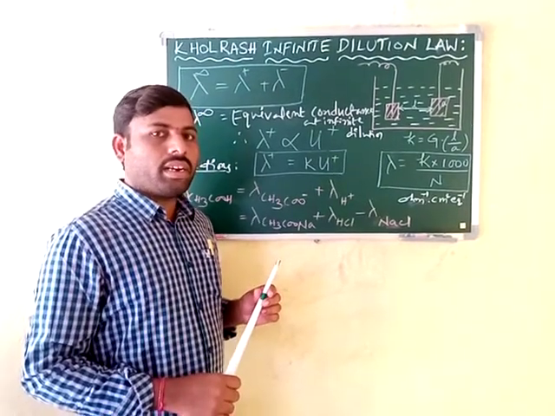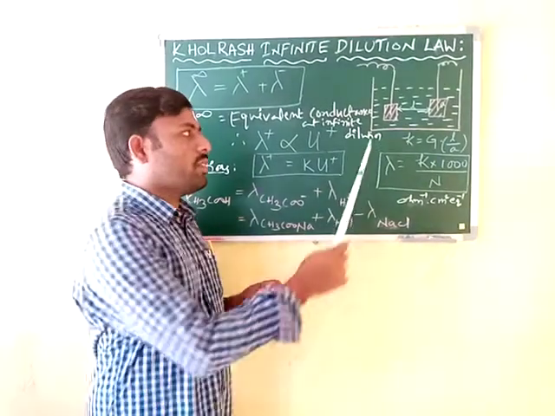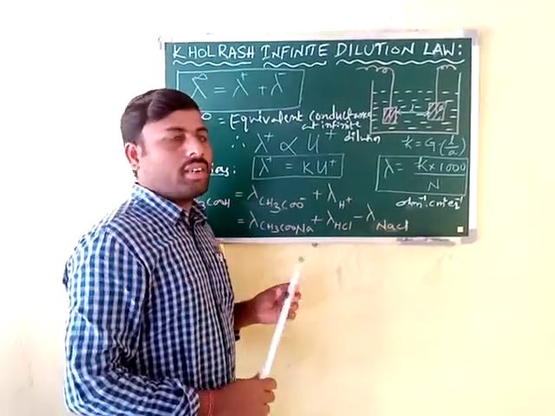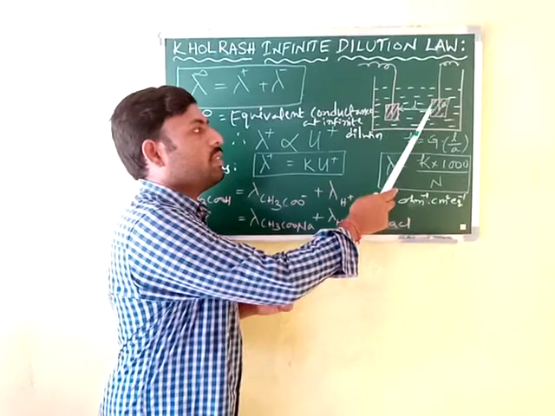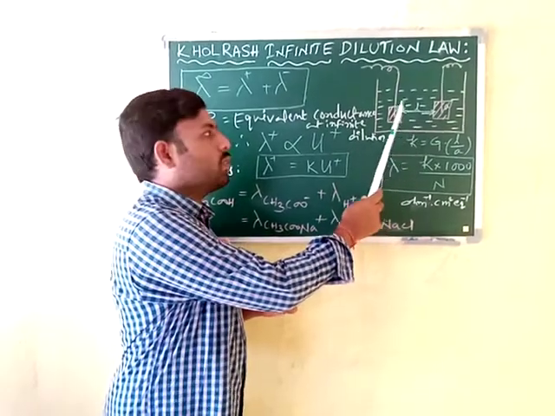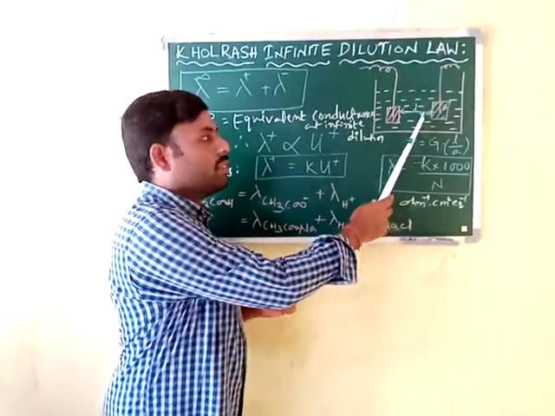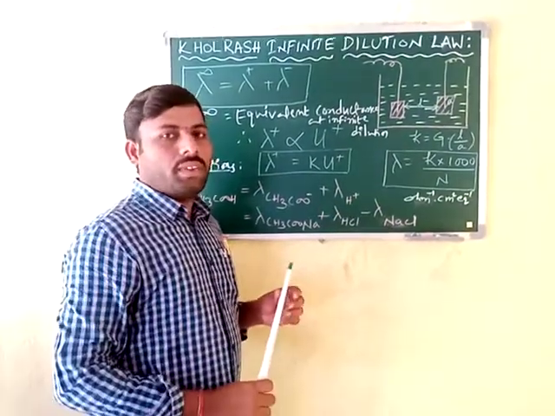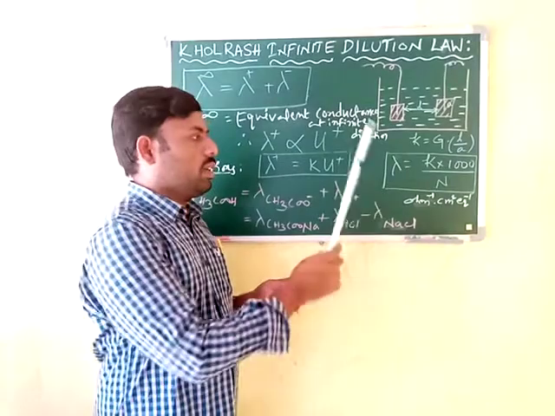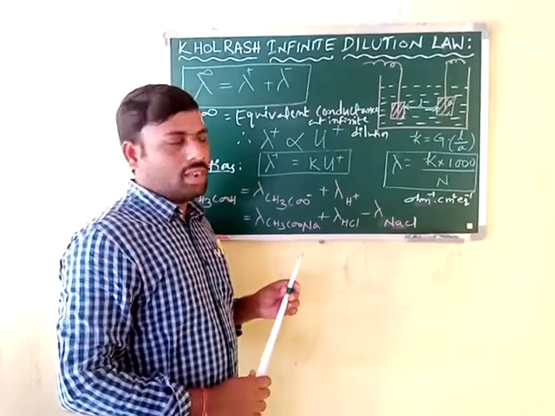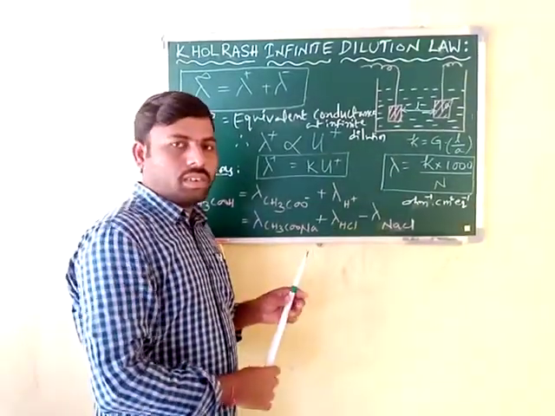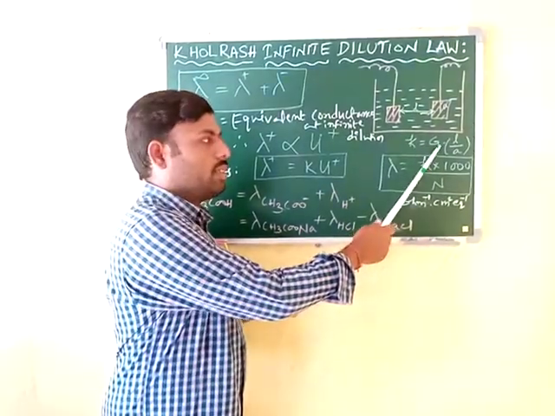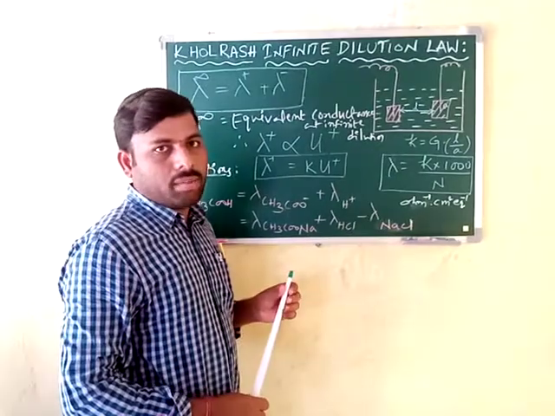It is the conductance of a volume of solution containing 1 gram equivalent weight, enclosed in a vessel with two electrodes separated by unit distance and having unit cross-sectional area, and it is called equivalent conductance. Usually the specific conductance is denoted with small k. Small k is equal to G, conductance, into cell constant, that is L by A.